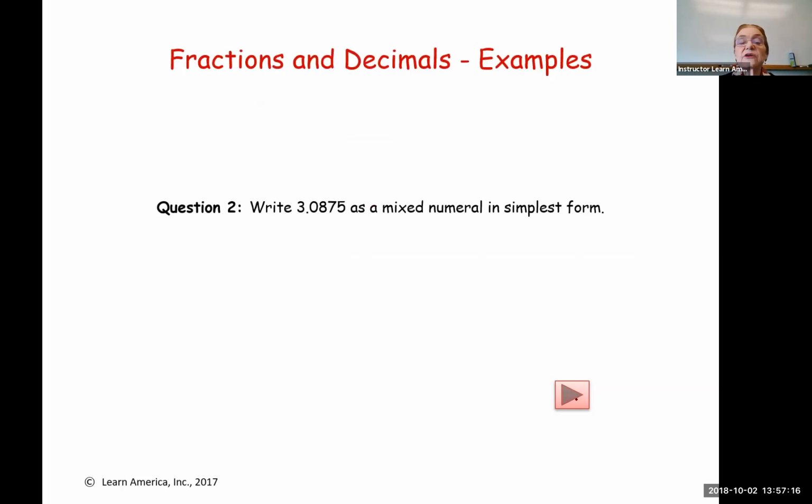Let's look at the next question, writing 3.0875 as a mixed numeral in simplest form. Now remember, what this really indicates is that we have a whole number of 3, and then we're adding it to 875 10,000ths.